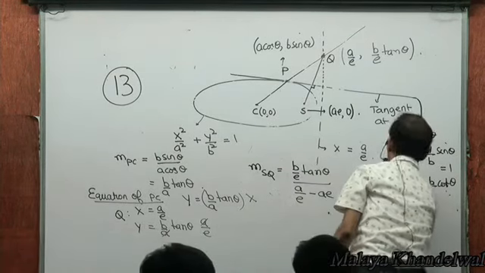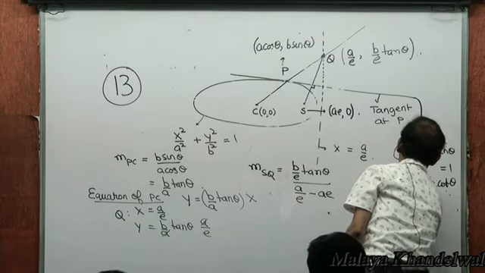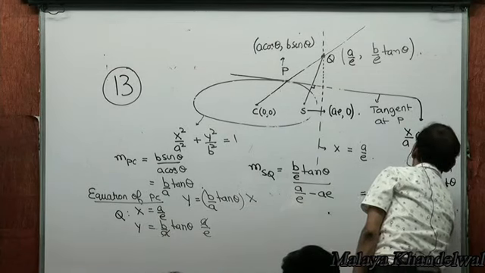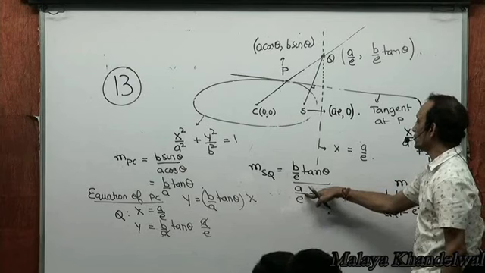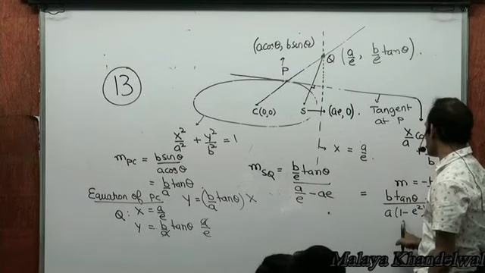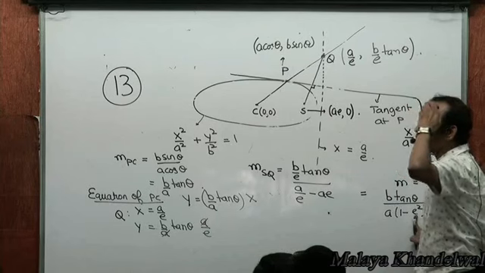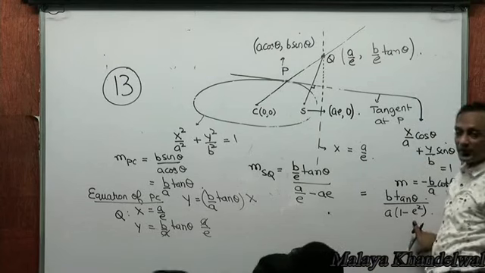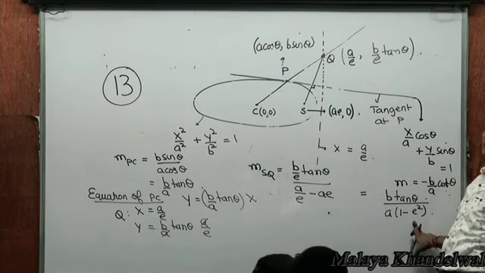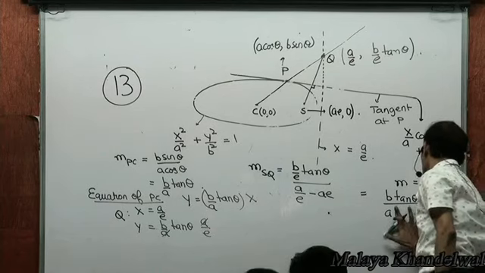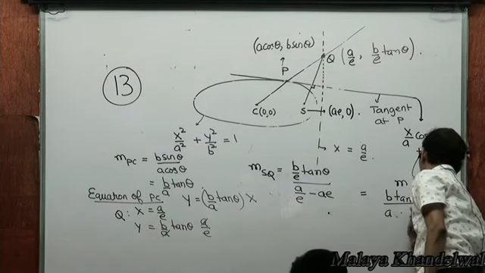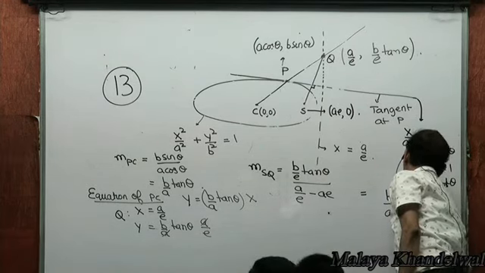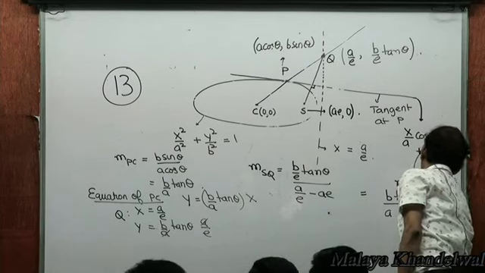Which is b tan theta divided by a into 1 minus e square, isn't it? E going here, a into 1 minus e squared is what transpires here. But 1 minus e squared is b square by a square. So this 1 minus e square I replace by b square by a square. Yes or no?